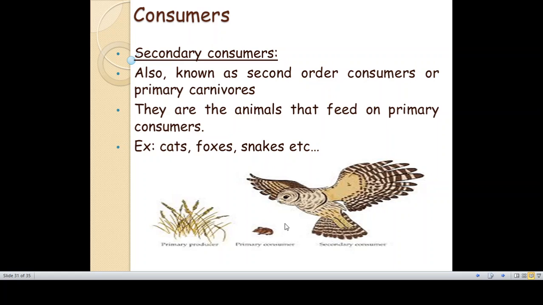So the secondary consumer is also called the primary carnivore because they have the dependency for the food on the flesh of primary consumers. Hence the word primary is added.